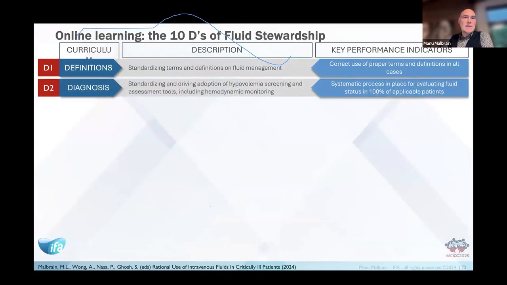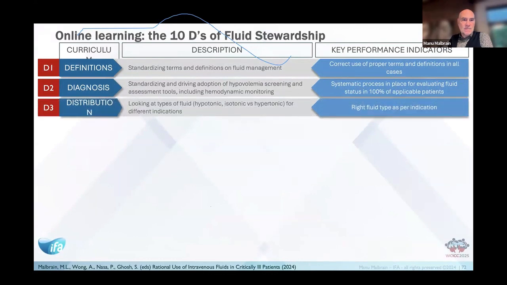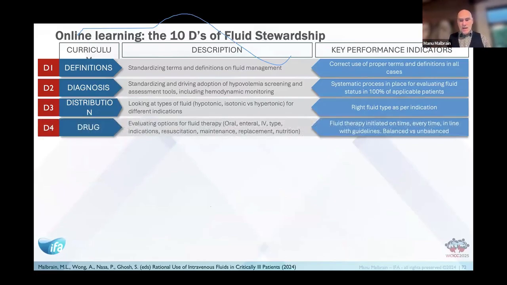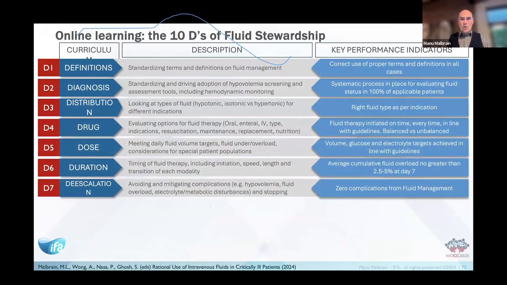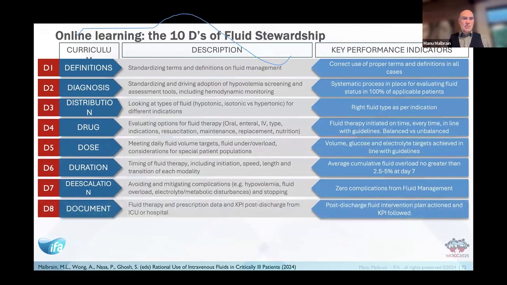We need to speak the same language. D2 is diagnosis. D3 is distribution. Remember that every fluid will be lost through the capillary leaks. It's just a matter of time. Then we have the drug, the dose, duration, and the escalation, and we know very well about these terms because of antibiotic stewardship.